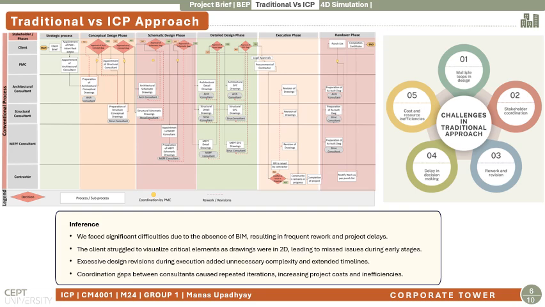We identified multiple loops in design, stakeholder coordination which is not up to the mark, rework and revision, delay in decision making, and cost and resources insufficiency. We face significant difficulties due to the absence of BIM, resulting in frequent rework. The client struggled to visualize critical elements as drawings were in 2D. Excessive design revision during execution added unnecessary complexity. The coordination gap between consultants caused repeated iteration, increased project cost and inefficiency.